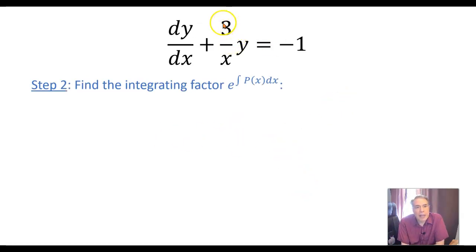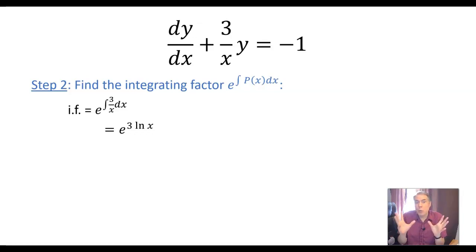We do that by finding an integral or an antiderivative of the coefficient on y, that function of x that y is being multiplied by, and then taking e to whatever that turns out to be. So our integrating factor here would be e to the integral of 3 over x dx. Well, an antiderivative of 3 over x would be 3 times the antiderivative of 1 over x, so 3 times the natural logarithm of x.